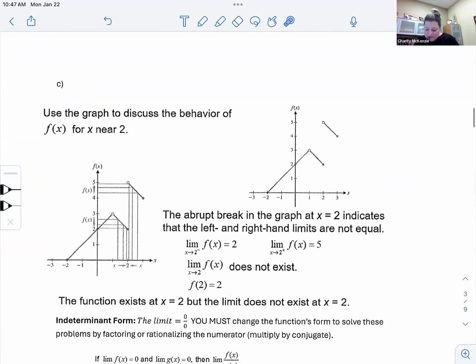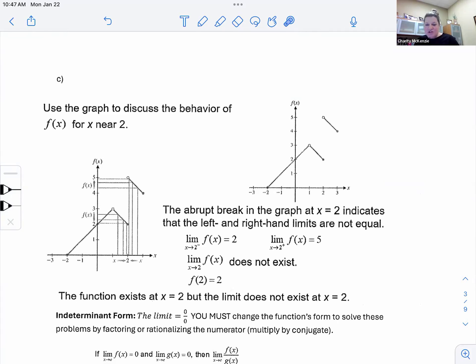Okay, my last one is what about at the value 2? So notice at 2, right? There's a solid dot here and an open dot here. So the value is here. So if I put in 2 to the actual function, then I would get 2 out. But what about the limit?